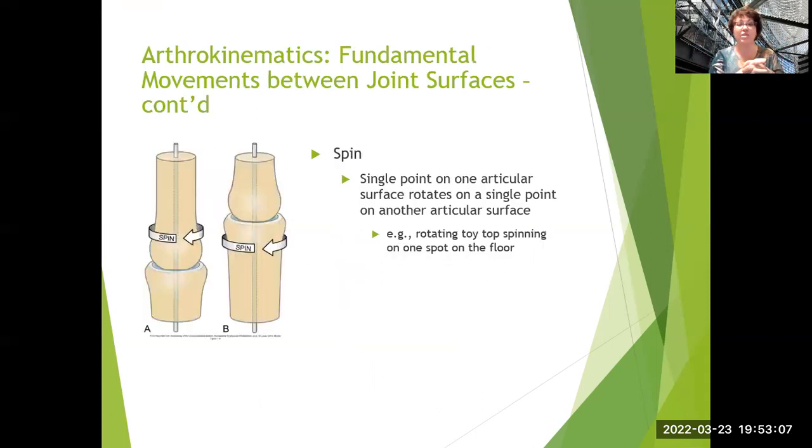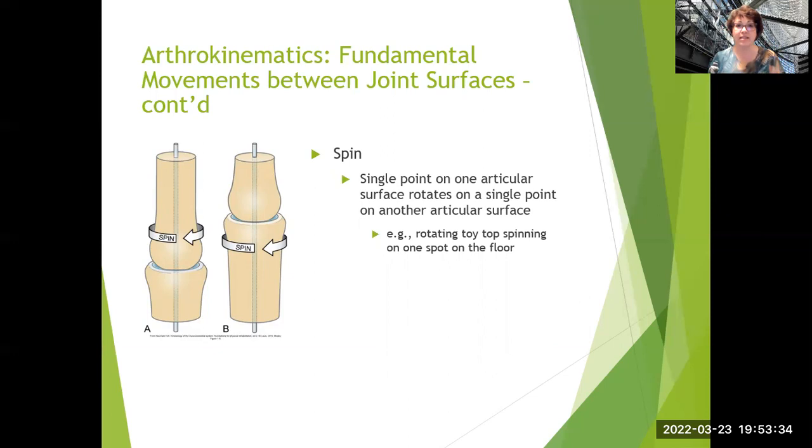The third fundamental movement is spin, where a single point on one articular surface rotates on a single point on another articular surface. The example is a toy top spinning on one spot on the floor, or a ballerina on point spinning on one spot on the floor. That's spin. Those are the three things that joint surfaces can do.